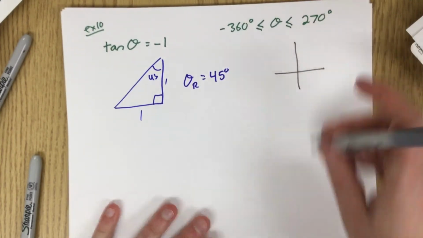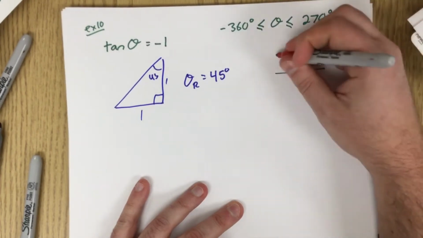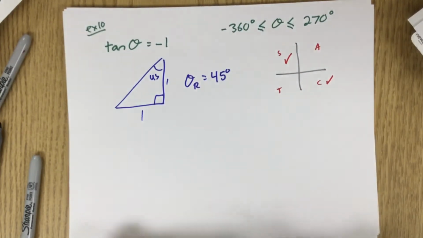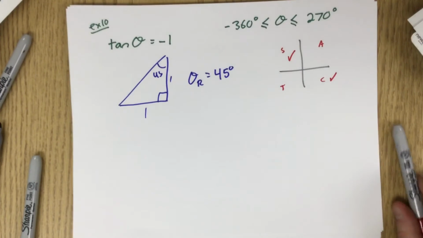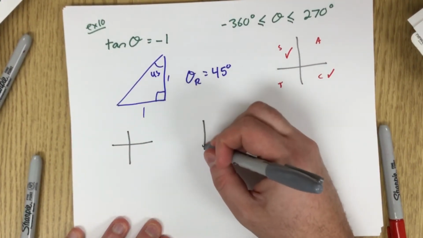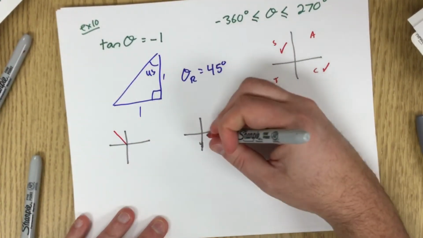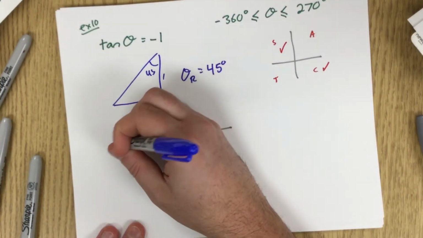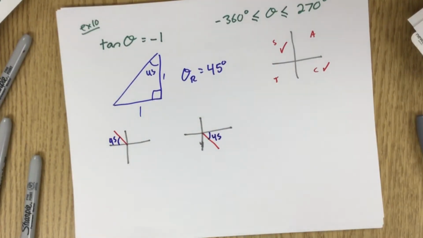Then what we're going to do, we're going to take a look at the CAST rule. And tangent is negative, so tangent is negative there and there. So for now we're going to ignore that right till the very end. I'm going to put this a little bit higher up because we're going to need some space now. So we're going to have a second quadrant answer and a fourth quadrant answer. Our related acute is 45. Our related acute is 45.